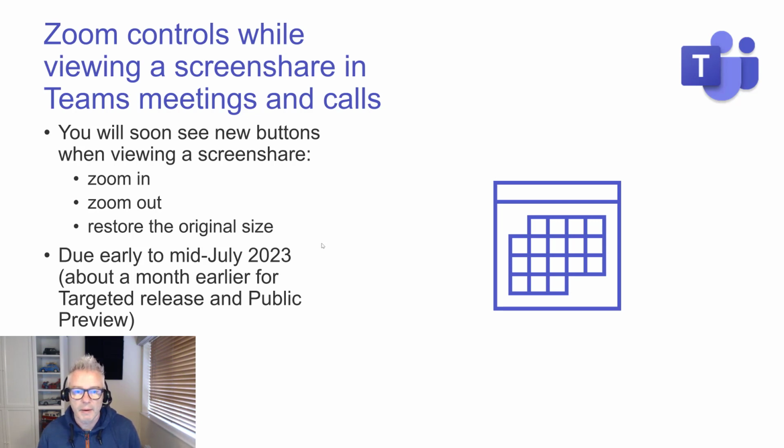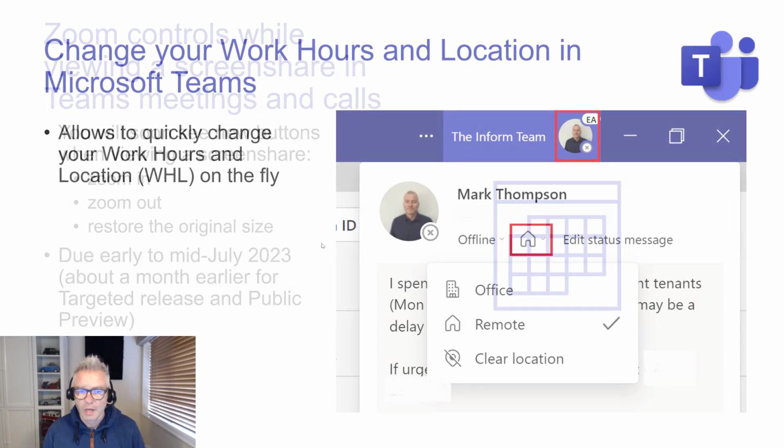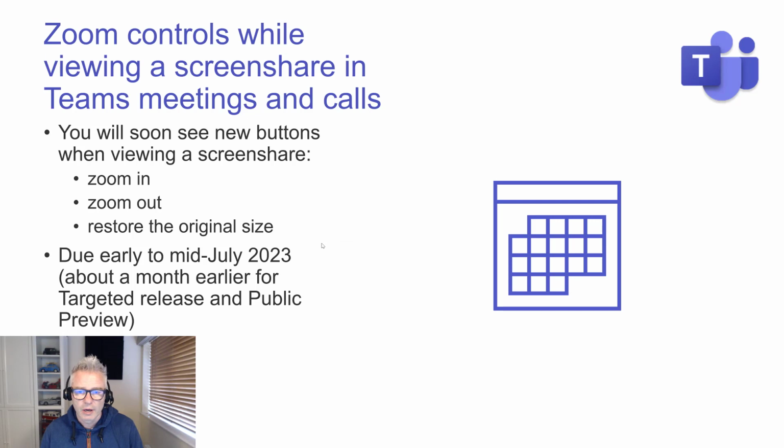then you get that maybe about a month early. And I'm noticing there's a bit of a pattern forming there. If you are on targeted release, or you have your Teams running in preview mode, a lot of these things, if they're going to appear in preview early, it tends to be about a month. Okay, so what else do we got?